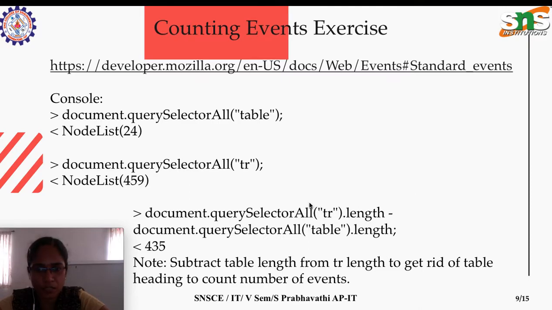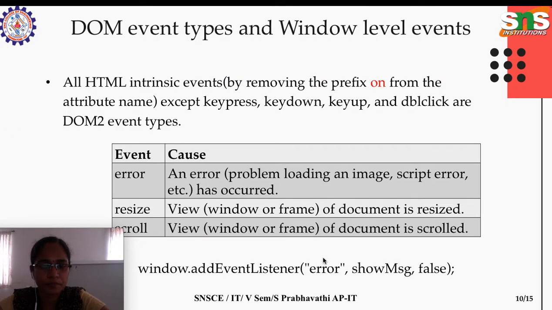By using this query, document.querySelectorAll table row dot length minus table dot length. Those are all for practice purpose. And now moving on to document event types and window level events.